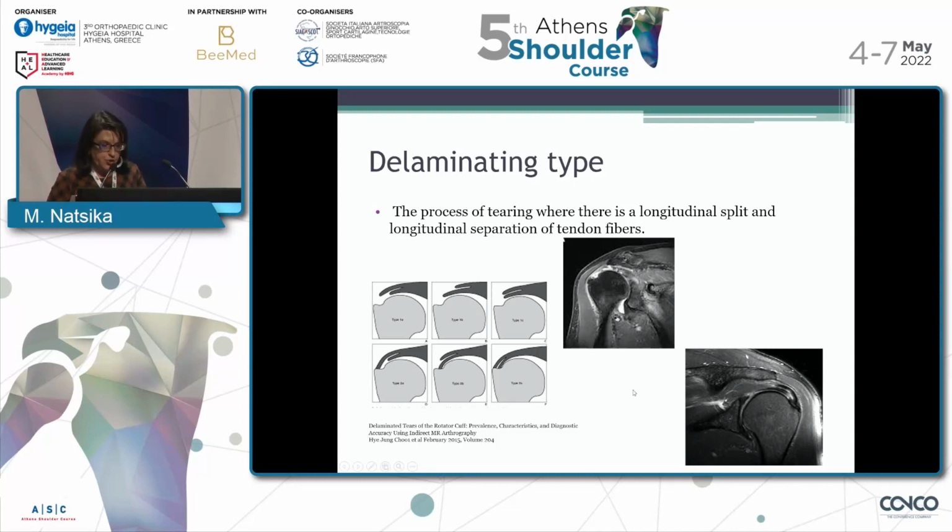articular cartilage lesions. So, I'm sorry, but it doesn't work.